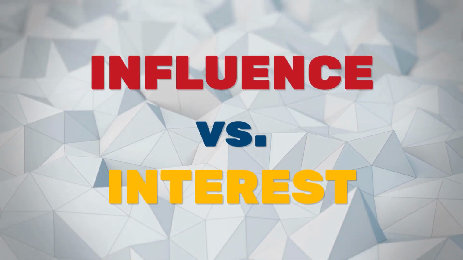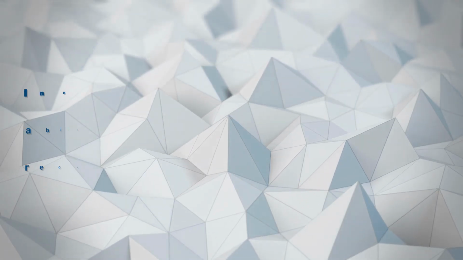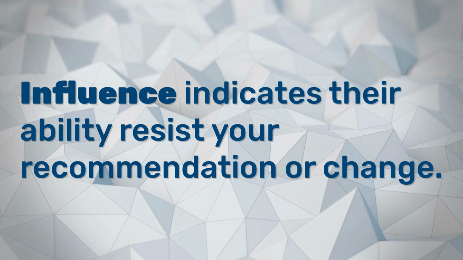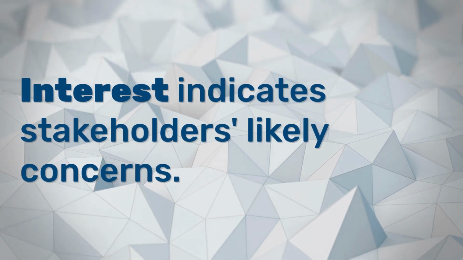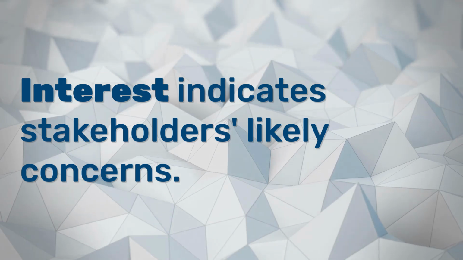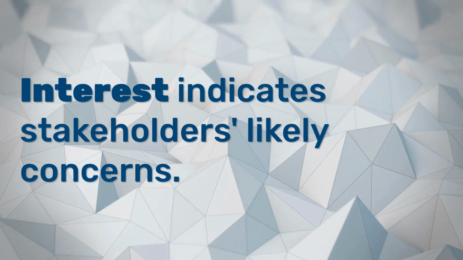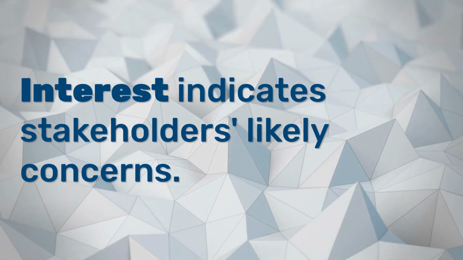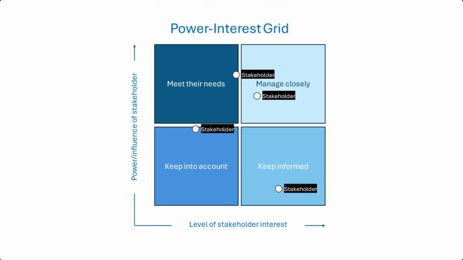Now, let's answer a common question. What is the difference between interest and influence in this matrix? Influence refers to the stakeholder's ability to affect the outcome of your project, either by providing resources, making decisions, or impacting other stakeholders. On the other hand, interest reflects how much the stakeholder cares about the project's outcome. Some stakeholders may have a high level of interest but little influence, while others may have significant power but low interest. When we talk about the influence and interest of stakeholders, we are really focusing on how these two factors determine their behavior and engagement.